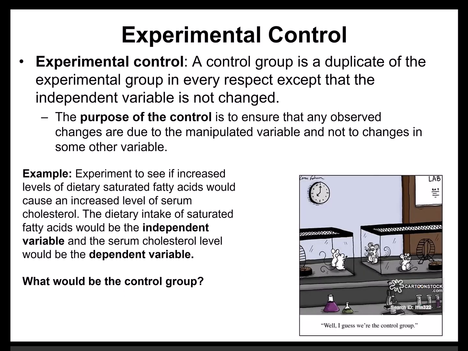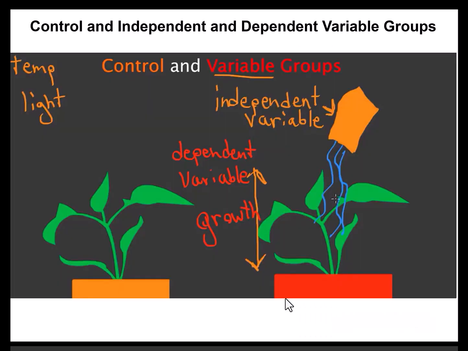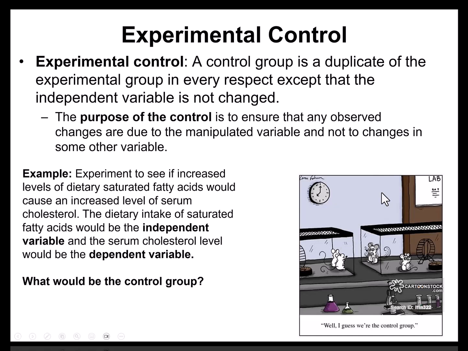Whenever you're running an experiment, you absolutely have to have a control group. And a control group is a duplicate of the experimental group in every aspect, except that the independent variable isn't changed. So the example in the previous video showed a control group of plants. These plants did not receive the energy drink. And so you'll look at their height compared to the plants that received the energy drink to see if there's any difference. So the purpose of the control group is to ensure that any observed changes are due to the manipulated variable and not to changes in some other variable.